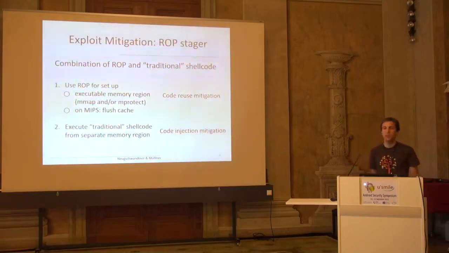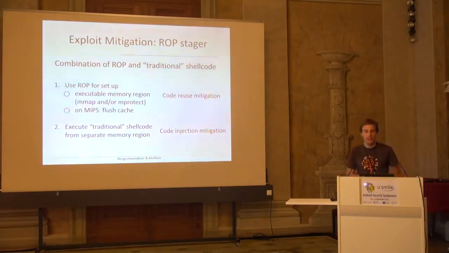And if you take a look at the typical ROP stager for return-oriented programming, which is basically a combination of normal return-oriented programming and traditional shellcode, it first uses return-oriented programming to mark a memory region executable, and basically put more payload in there. Then on MIPS you would also need to flush the cache to basically manifest that in the memory. Then here the code reuse mitigation would kick in, and at the same time, when it starts to try to execute the traditional shellcode, the payload in this memory region, we would have the code injection mitigation.